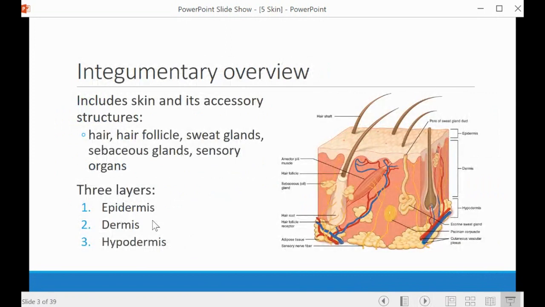So just a quick overview of our integumentary system. It includes our skin and then the accessory structures. So those accessory structures are going to be the hair follicles, sweat glands, sebaceous glands, sensory organs, and there are 3 main layers. We have the epidermis, the dermis, and the hypodermis.